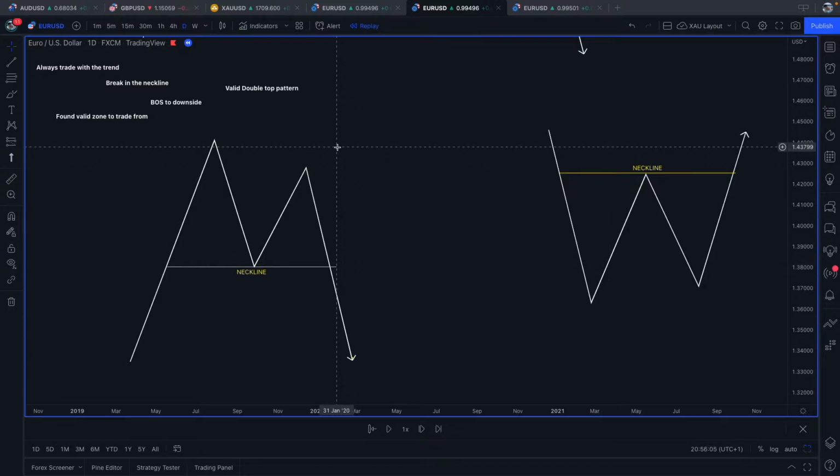Now, you might be wondering, where will these patterns be formed? Well, these patterns are usually formed, as I said, at the end of bullish or bearish moves, depending on which pattern we're talking about. But these areas in the market can actually be predicted by the use of the Fibonacci retracement tool or order blocks if you have good knowledge in terms of that aspect of trading.